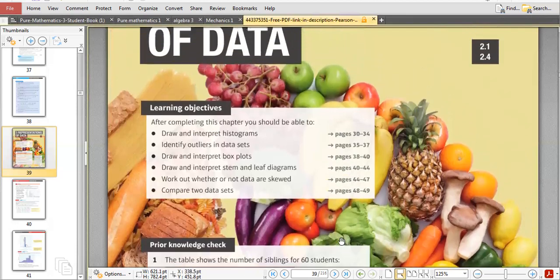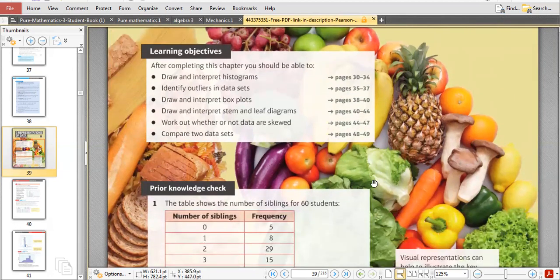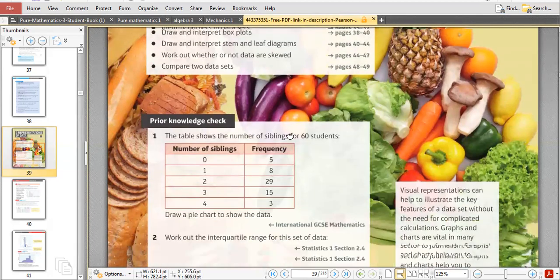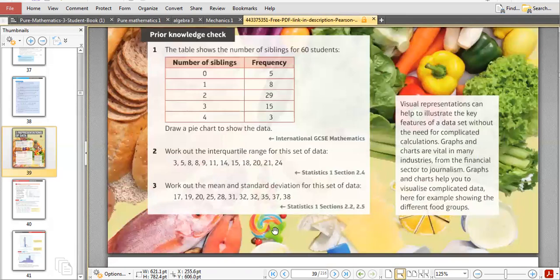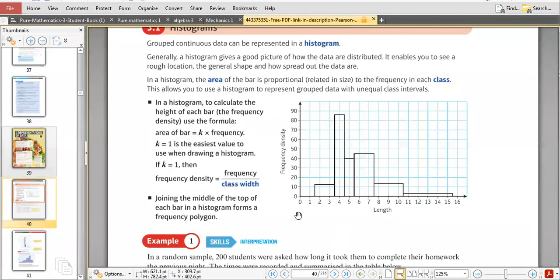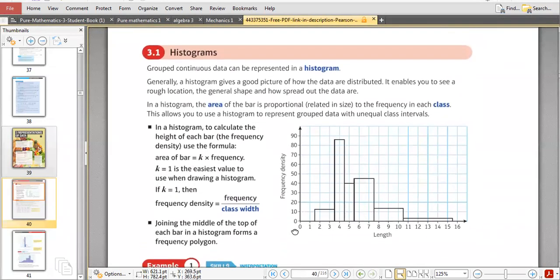Now we will learn in this unit how we can display our data. Even this picture is helping you. This is a display of different objects, fruits, and vegetables. In the same way, if you have data, how can we display it? One way to display data is a histogram.